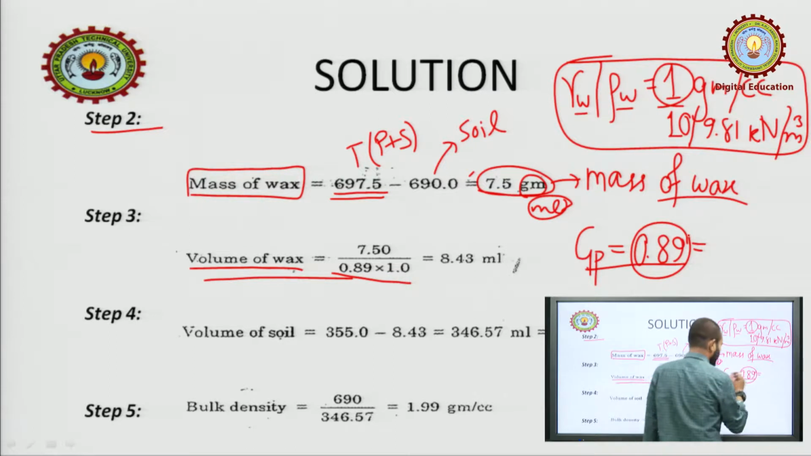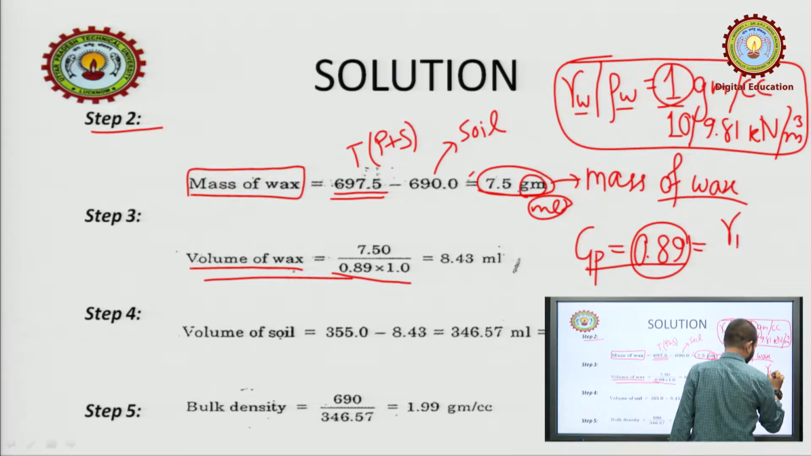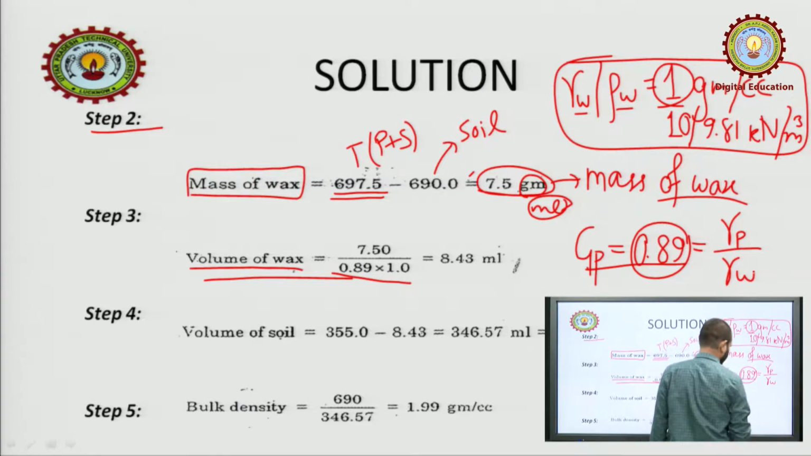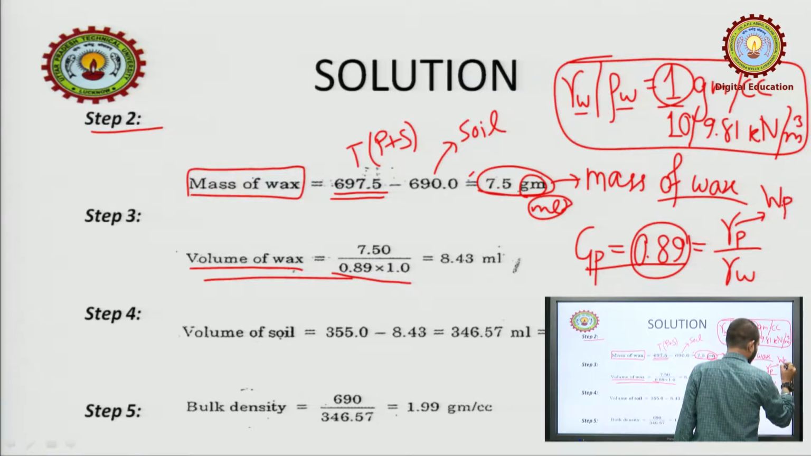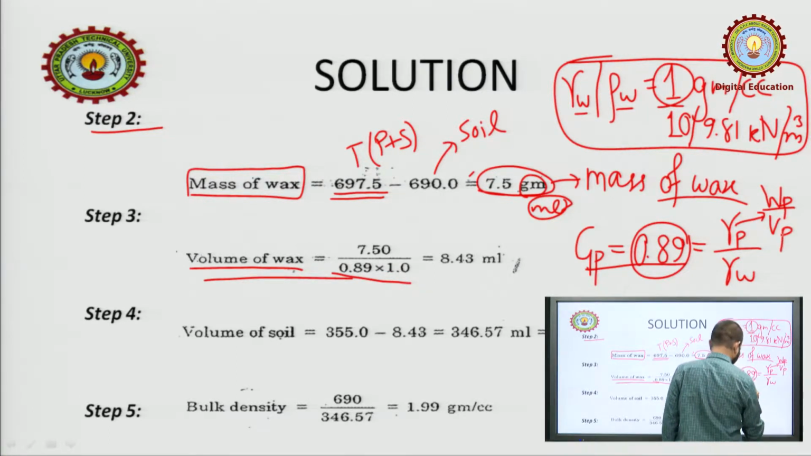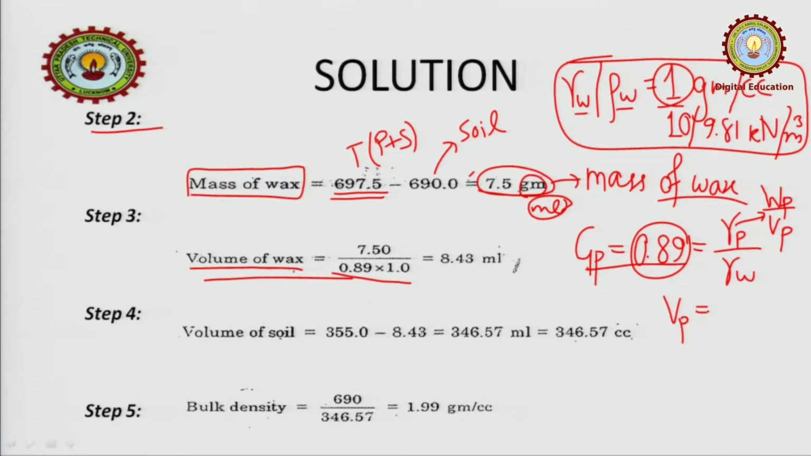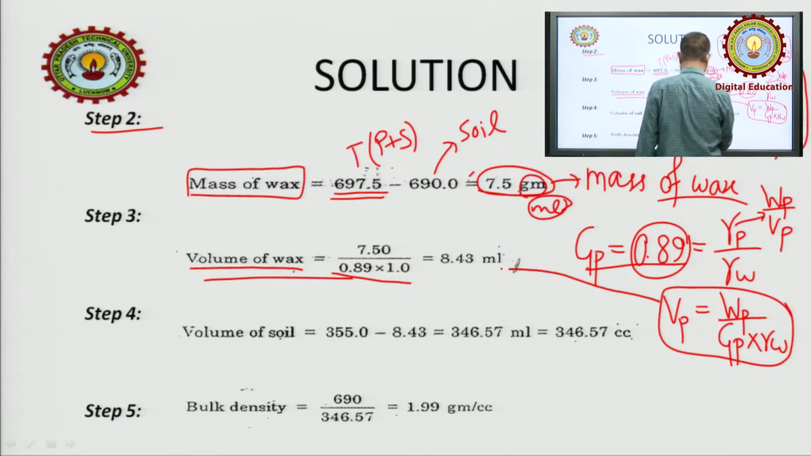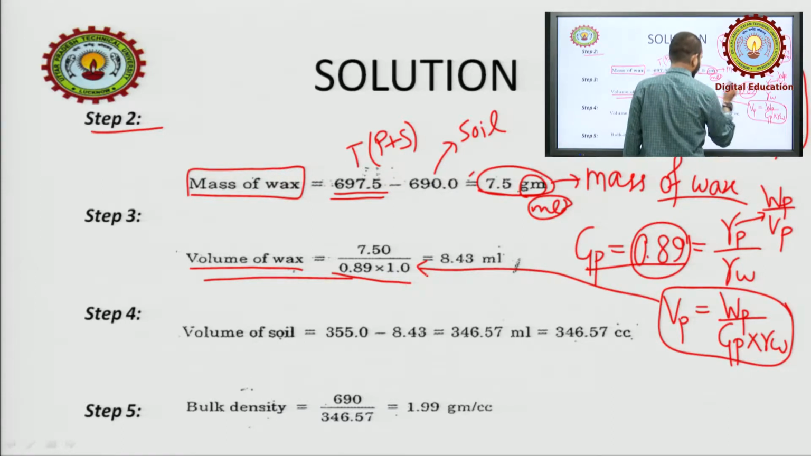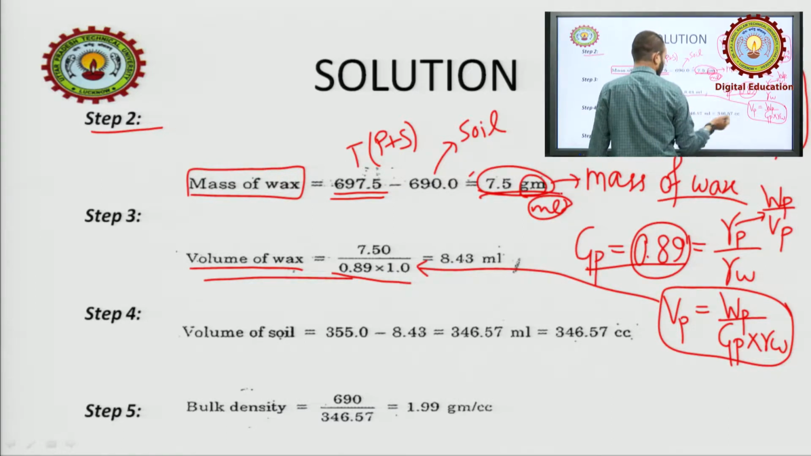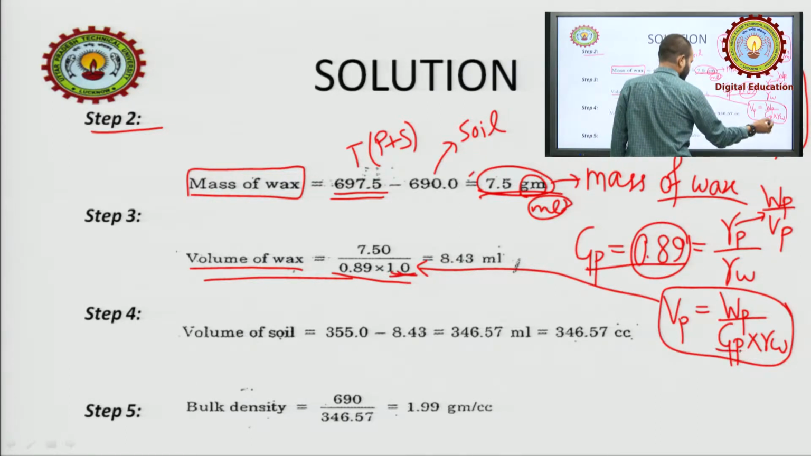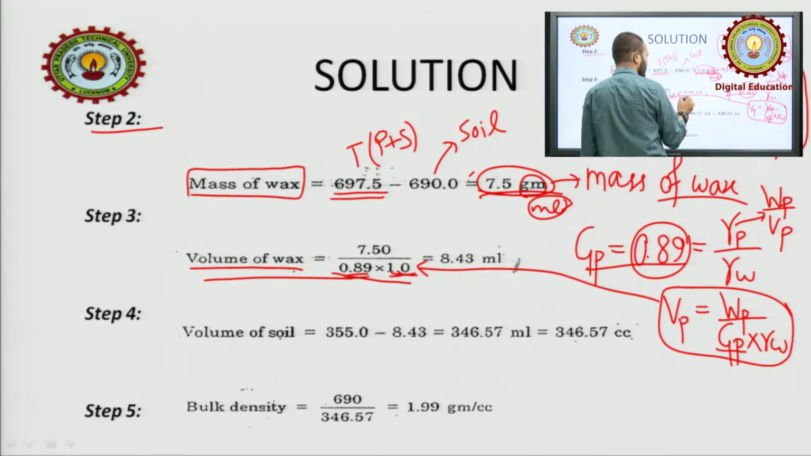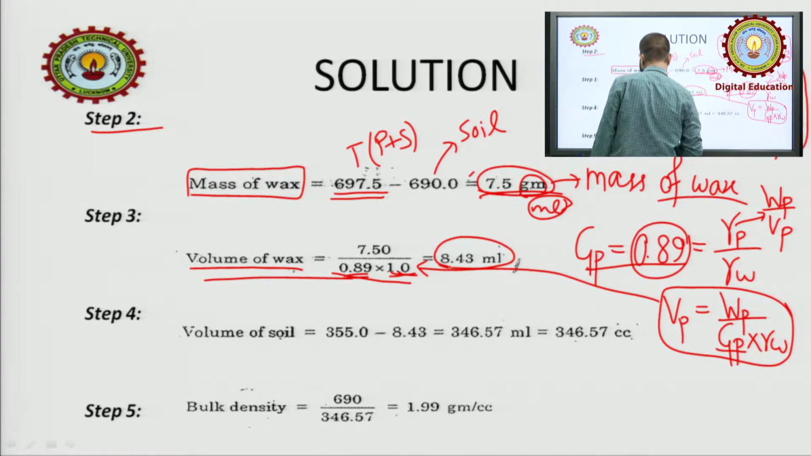So you know what the formula is: gamma for paraffin wax upon gamma for w. We require the volume of wax. So let us bifurcate it into weight of P upon volume of P. So finally what we will get? Volume of P will be equal to weight of P upon G of P into gamma of w. This formula is used here. Weight of P is this one, gamma of w is 1, and G of P is given as 0.89 in the question itself. So we will get the volume of wax.